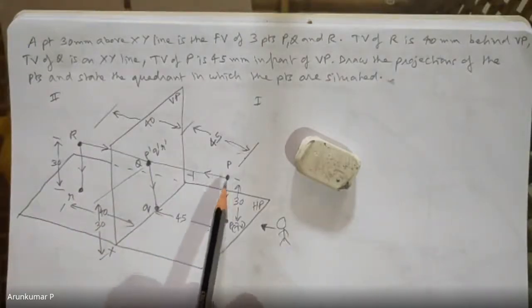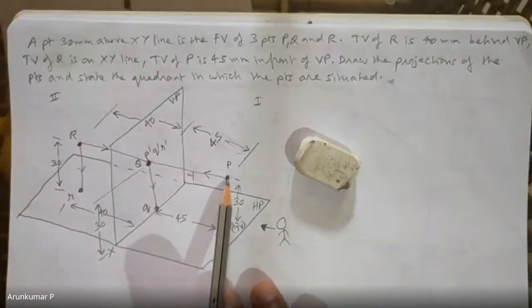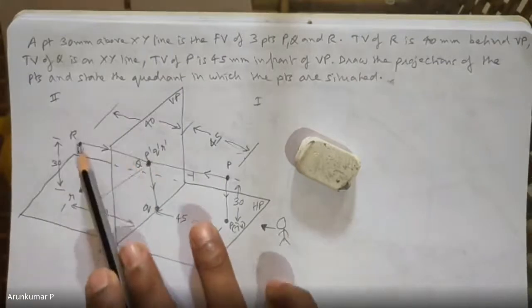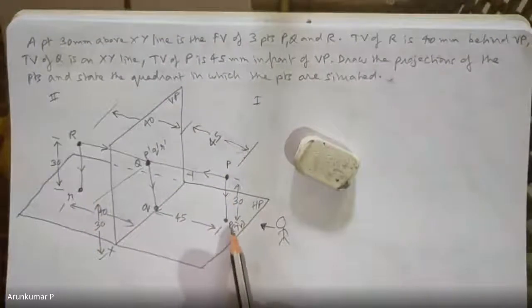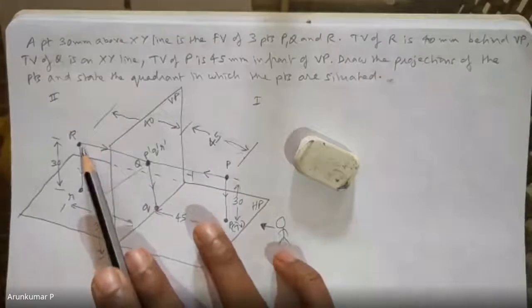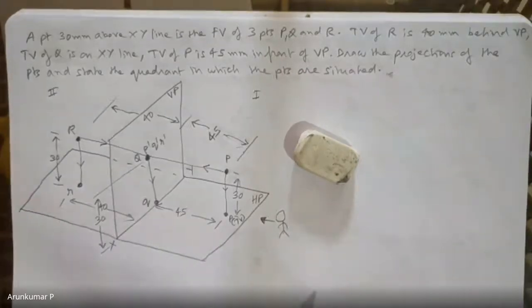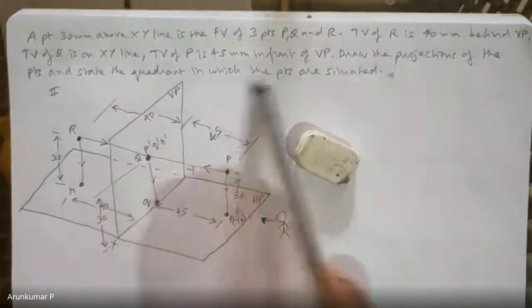So this is how these points are located. If you want to cross check: the front view of P, P dash, the front view of Q, Q dash, the front view of R, R dash, at the same location. The top view of P, 45 mm in front; the top view of Q on XY line; the top view of R, 40 mm behind. This is how the points are situated in these two quadrants as per the problem definition.